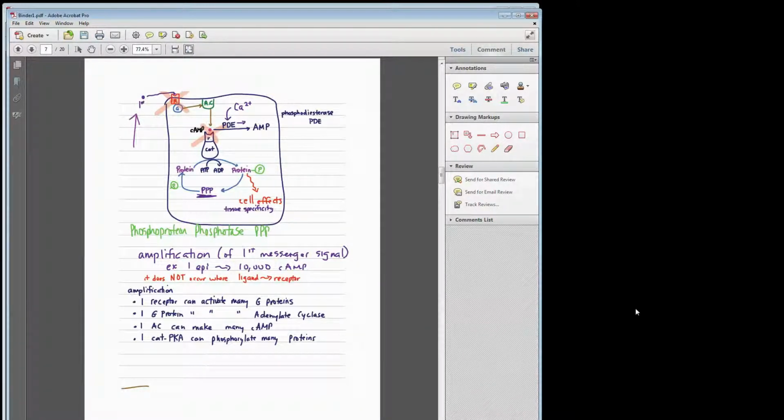It's a chicken and egg problem, from what I understand from the material I read. And it's not in the book. This is journal articles. Okay, next is, back to the cyclic AMP.